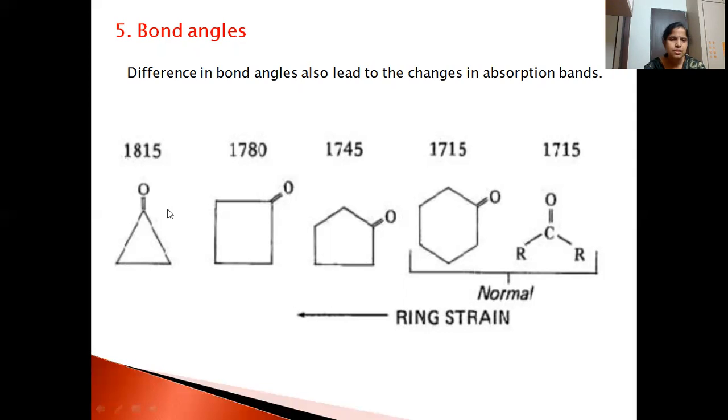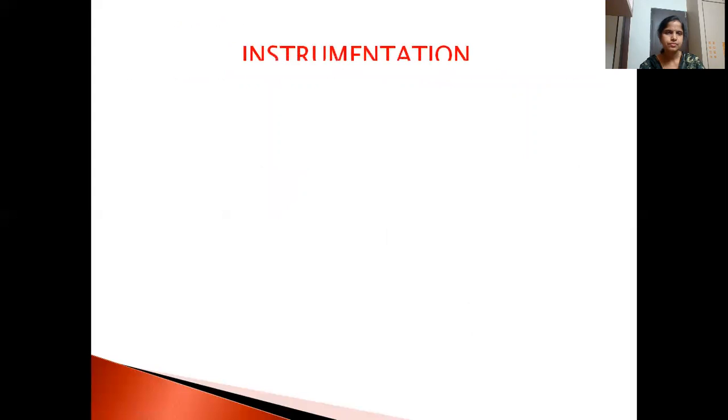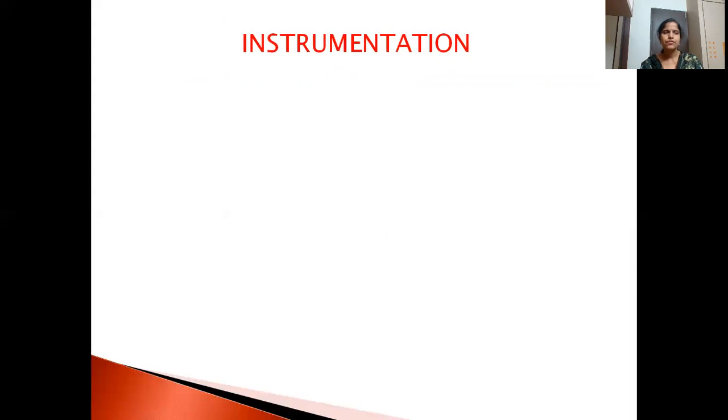So in this cyclopropanone, ring strain is found. Because of this ring strain, the vibrational frequency moves towards the higher wave number. So higher vibrational frequencies are seen when the molecules are highly strained. So we have completed the factors affecting the vibrational frequencies.